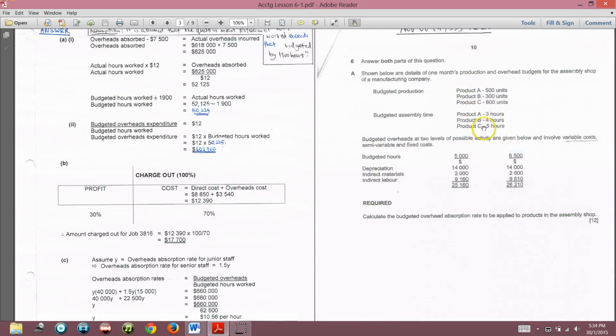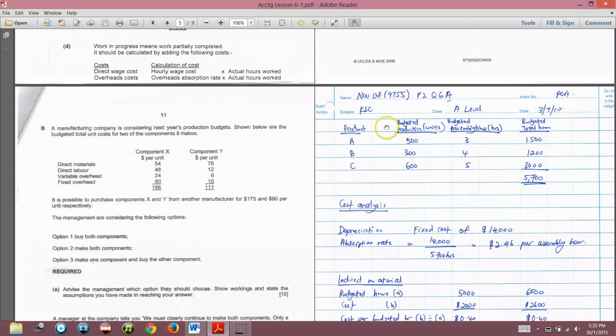Product A, B, C, and then the budgeted assembly time. This is the budgeted production as given in the question, and the assembly time. So total budgeted hours. The depreciation I have concluded is 14,000. So how do I get the budgeted hours from the budgetary information as given? It will be this one times this one will be this one: budgeted production times assembly time per unit.